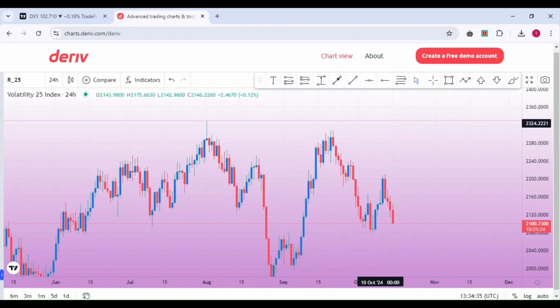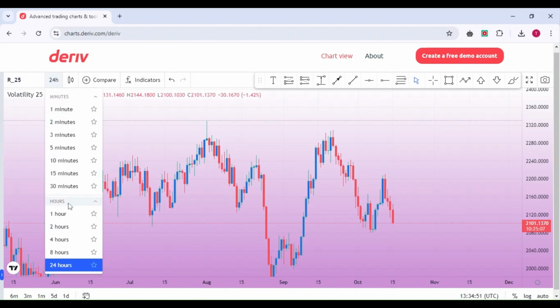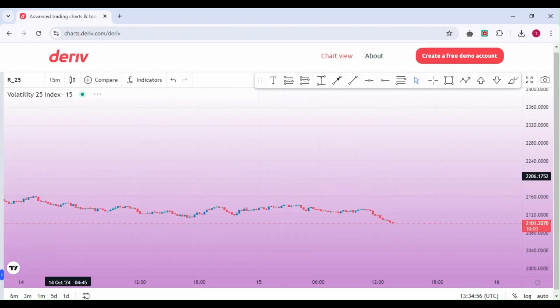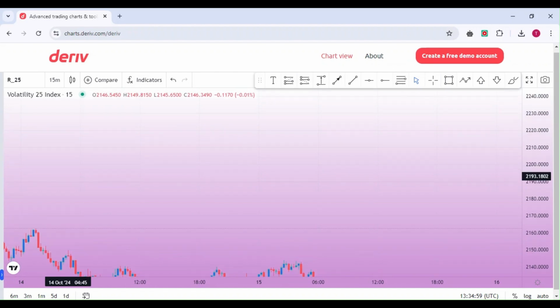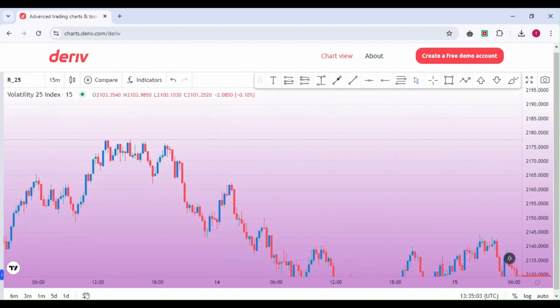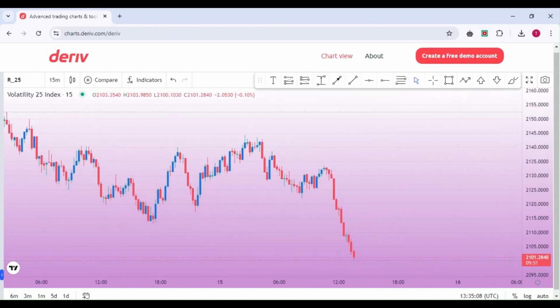So the first step is that when you just log into your Deriv chart, you see, I told you each candlestick represents the daily candlestick. That's why it has 24 hours. So the first step is just go to the 15 minutes, and this is where you will be doing your analysis. We will take your analysis just using these 15 minutes.